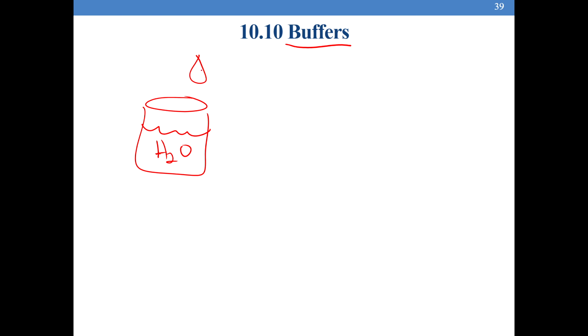Okay, so let's actually think, before we look at a buffer, I want you to think about if I just had a beaker, just a plain beaker of water, okay, and I added 1 drop, so I'll just make it a big teardrop, and that drop was hydrochloric acid. That is one of the 6 strong acids that you needed to know. So if I added 1 drop of HCl, what is going to happen to the pH of that beaker?